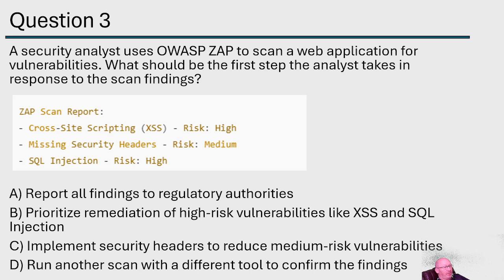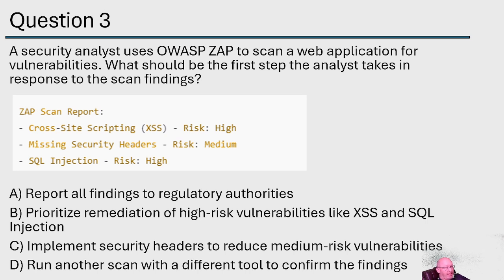We see missing security headers. Risk is medium. And SQL injection risk is high. And so we see 2 highs and a medium. What could be our best answer? What do you think on this one? Our first step, what is the first step the analyst takes in response to these scan findings? What do you think? Let's pause the video if you need more time.